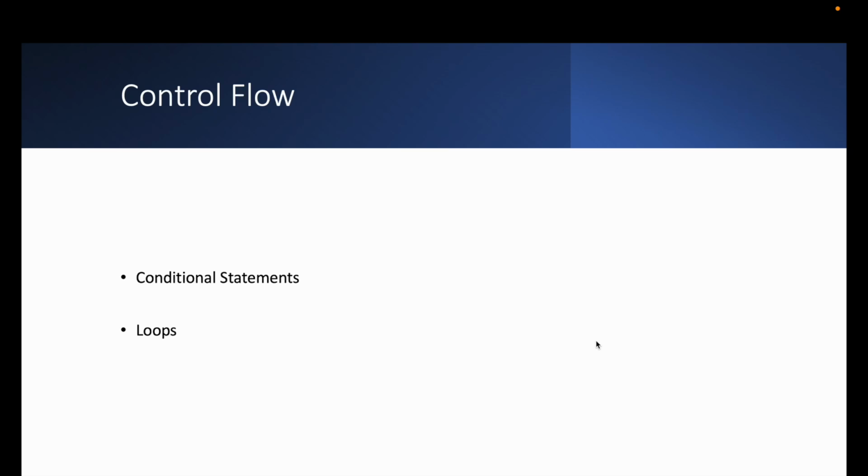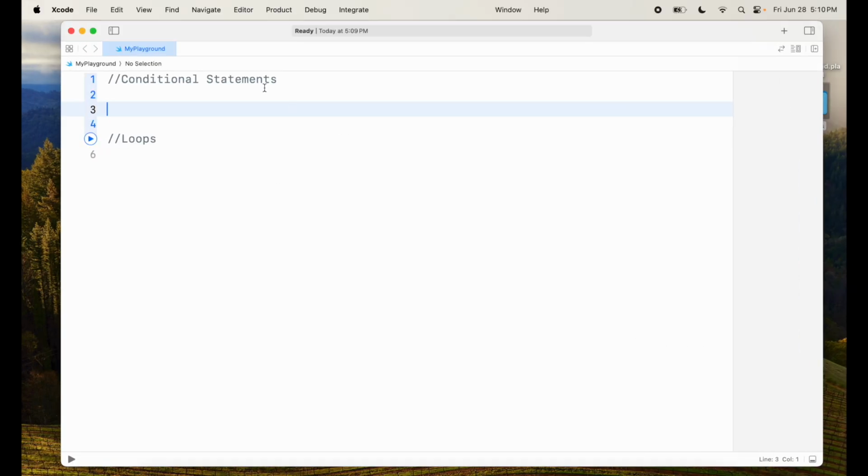Control flow. Control flow is essential in programming as it allows you to execute different code based on certain conditions and iterate over a sequence of elements. In this particular video, we will cover conditional statements and loops. So I've already created a playground here where I've given the two comments, conditional statements and loops.